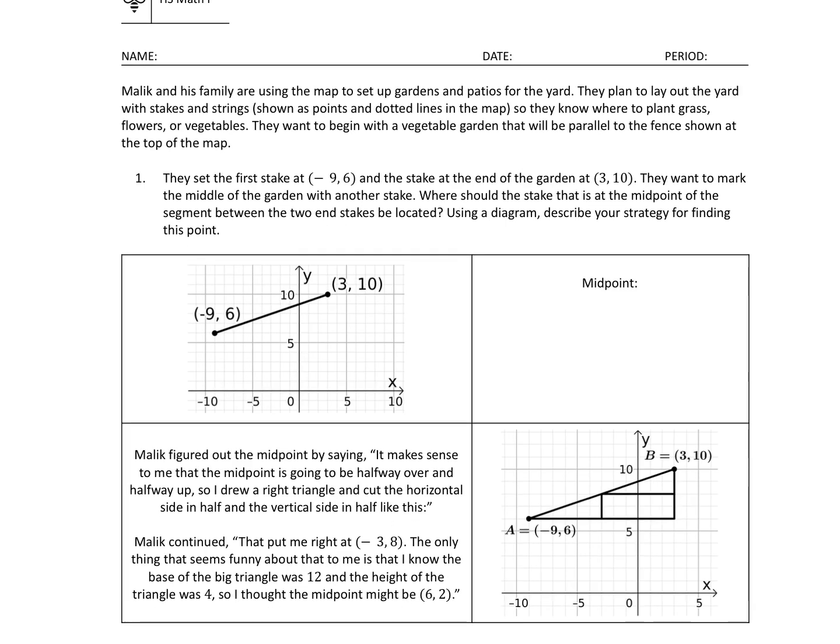They set the first stake for the vegetable garden at -9, 6, and then the second stake for the vegetable garden at 3, 10. They want to mark the middle of the garden with another stake. Where should the stake that is the midpoint of the segment between the two end stakes be located? Using a diagram, describe your strategy for finding this point.